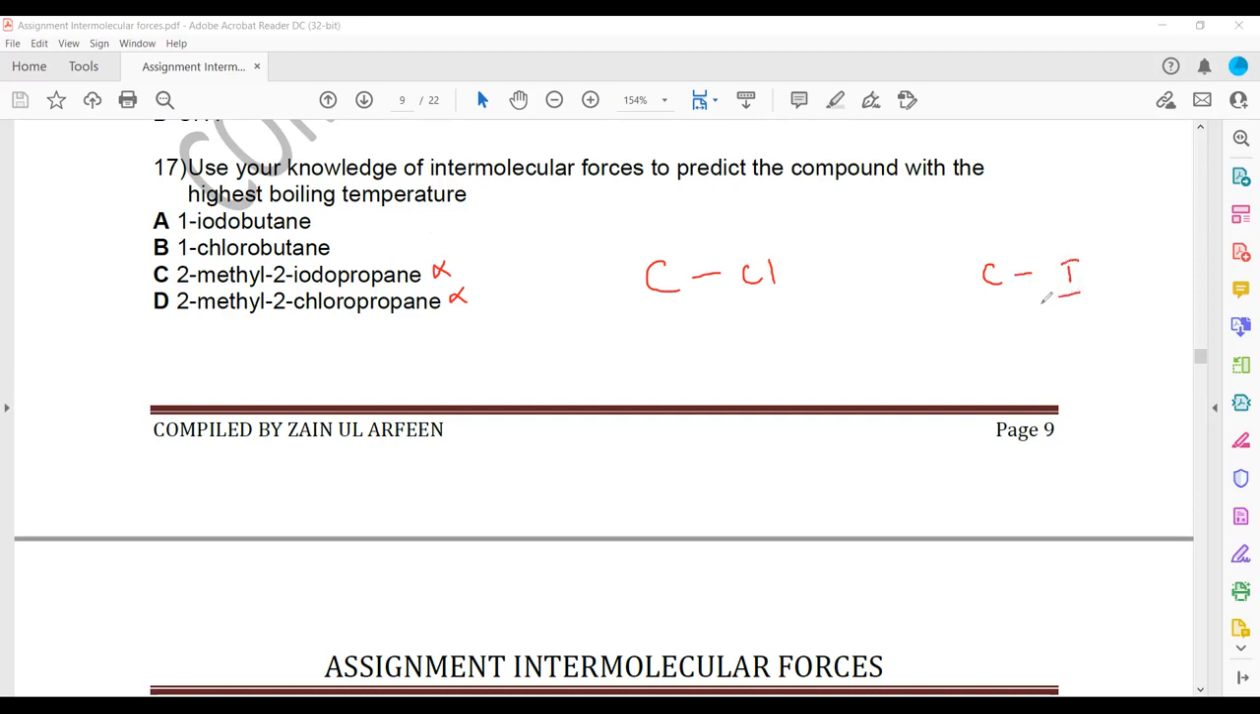But in iodobutane, because iodine is attached, there are more electrons, so it will have stronger London force. The dipole force will be stronger in chlorobutane: partial positive, partial negative. Here, iodine is less electronegative, so the dipole force will be weaker, but the London force is stronger, and it is much stronger. Why? Because there is a greater increase in electron number. So iodobutane will have a higher boiling point than 1-chlorobutane.